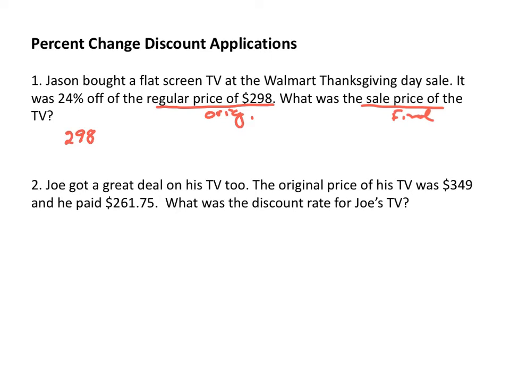Now, this is a discount, so we are subtracting, not adding. Subtracting 24%, so see where it says off? Minus 0.24 times 298, because it's always 24% of the original amount, equals the final price. We don't know the final price. All we have to do is multiply and subtract. Okay, so let's do that. 0.24 times 298 is $71.52. So he saved $71.52. Don't forget to subtract that from 298.